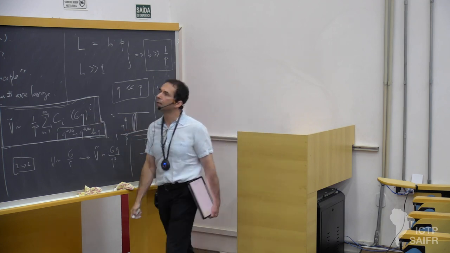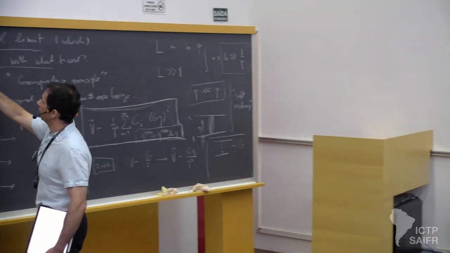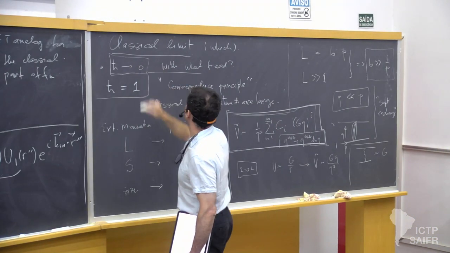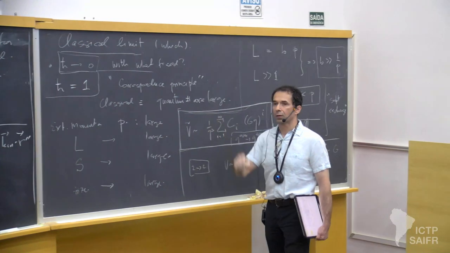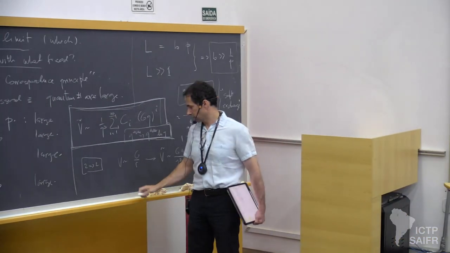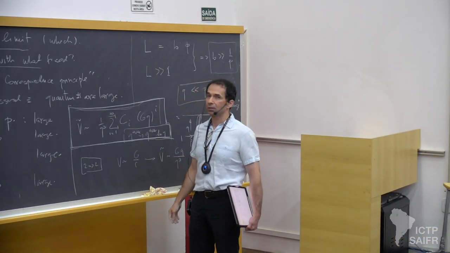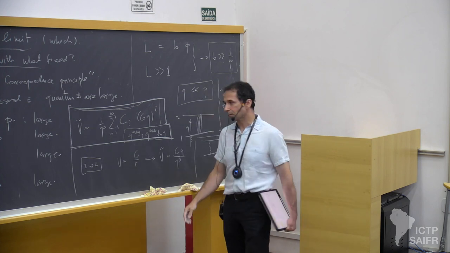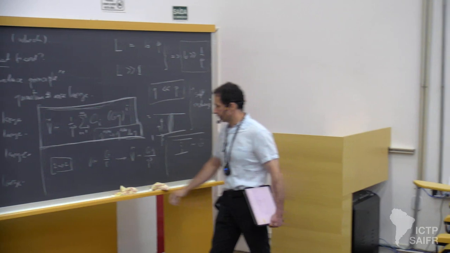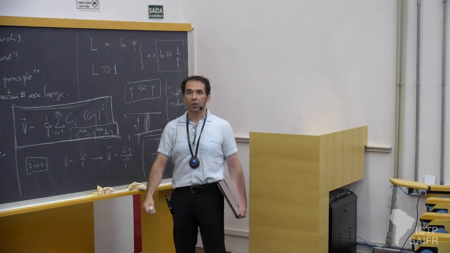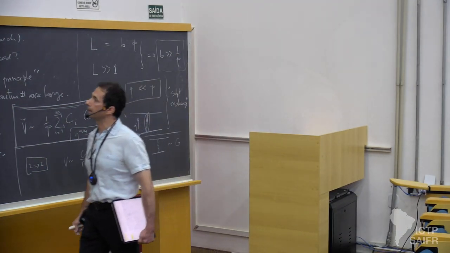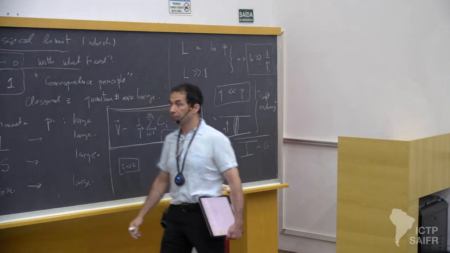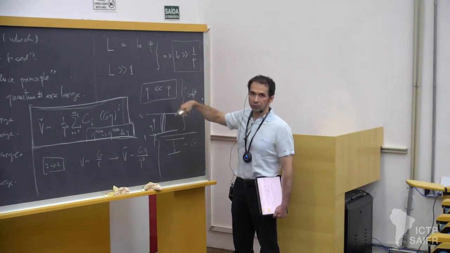So how does that match with the fact that you were told at some point in time that it's only tree-level amplitudes that matter in the classical limit? Well, the story is that in the usual classical limit in which only tree-level matters, none of this holds.